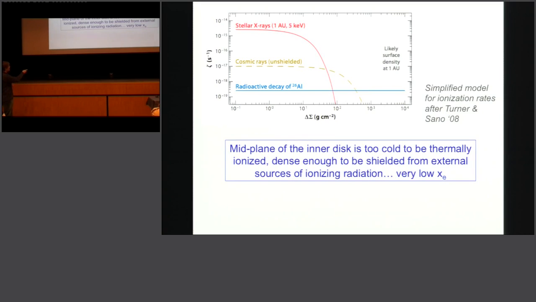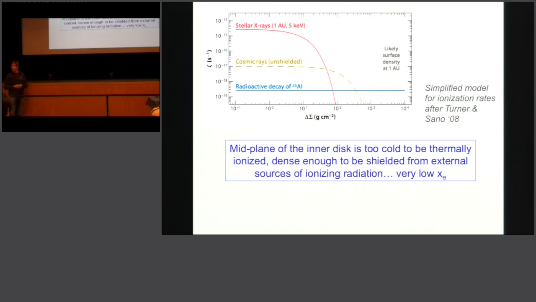And the point simply is that if we're at 1 AU and we think the surface density, the column, is of order 1,000 grams per square centimeter, or perhaps even higher than that, all of these external sources, even the cosmic rays, will be very, very strongly attenuated by the time we reach the midplane of the disk. And what we'll have left is just the radioactive decay, which is at a very low level of ionization compared to these external sources near the surface of the disk.